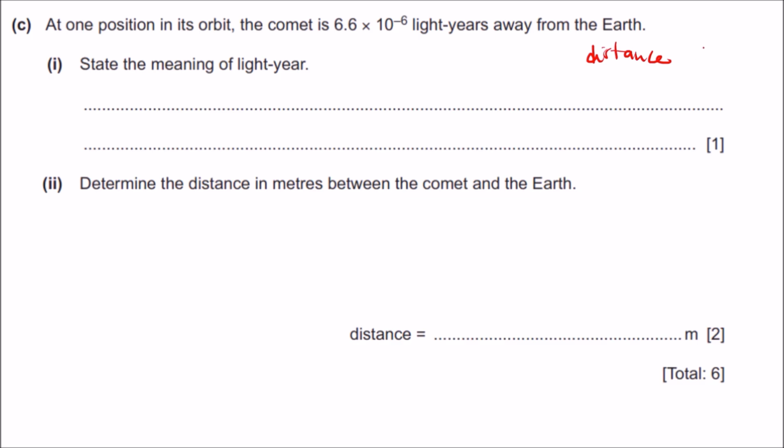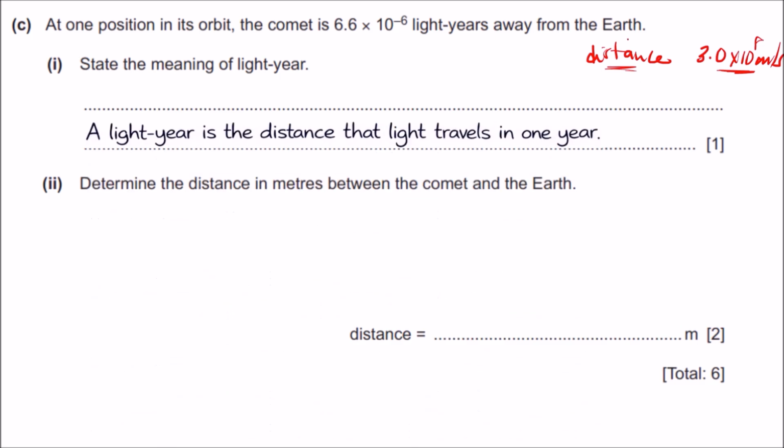When light is moving at its speed of 3.0 times 10 to the power 8 meters per second, and it continues to move within a year, the distance it covers is what we call a light year. So the simple definition which was expected of you was: a light year is the distance that light travels in 1 year. Part 2 of item C says, determine the distance in meters between the comet and the Earth. So we are given the distance in light years. They want it in meters.